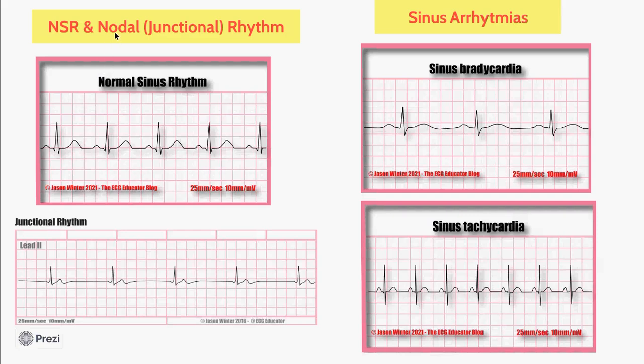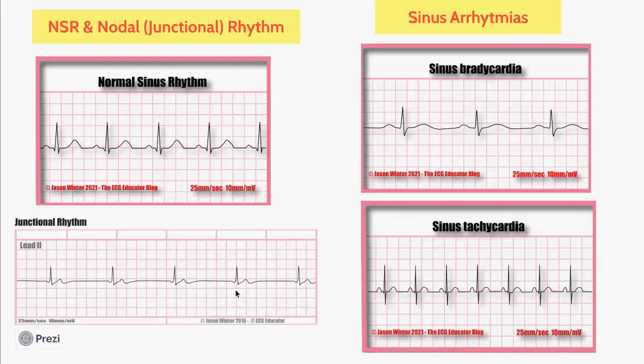And when we say nodal rhythm, we don't mean the sinoatrial node, because there is no P wave. The rhythm here starts from the AV node, not from the SA node. So when there is a problem with the SA node, the rhythm starts from the AV node, and in that case we call it nodal or junctional, because the AV node is in the junction. It's responsible for conduction. We call it nodal rhythm.